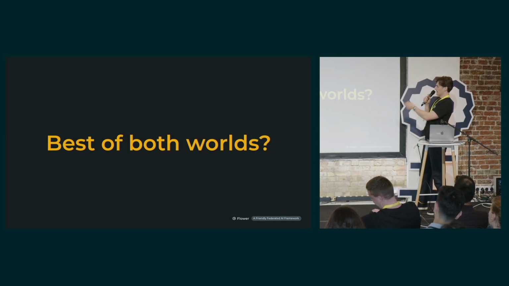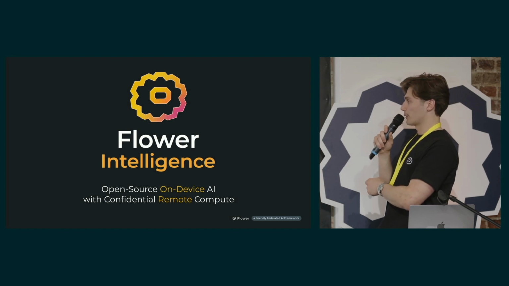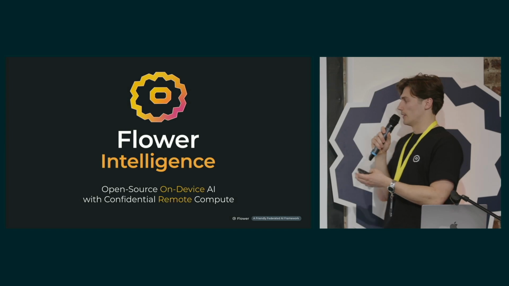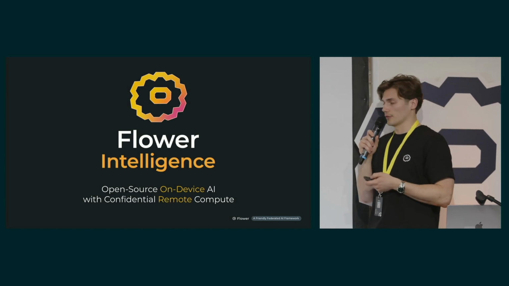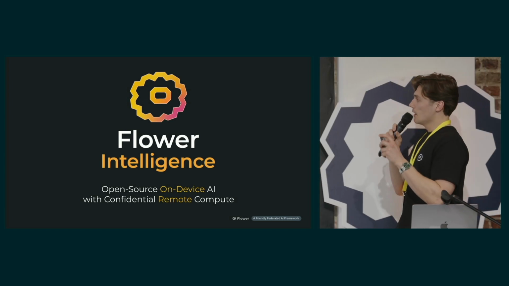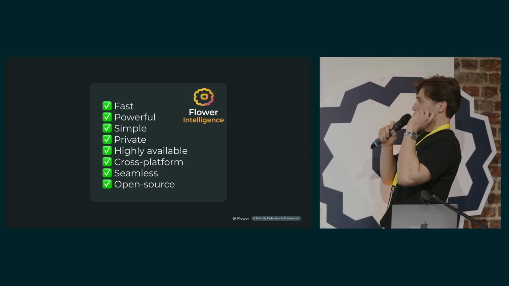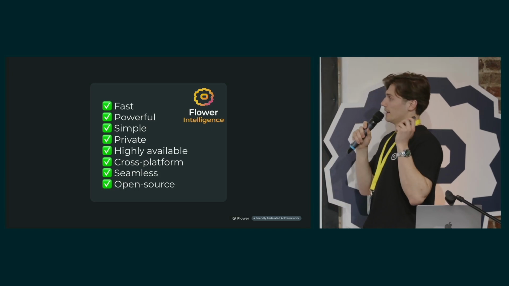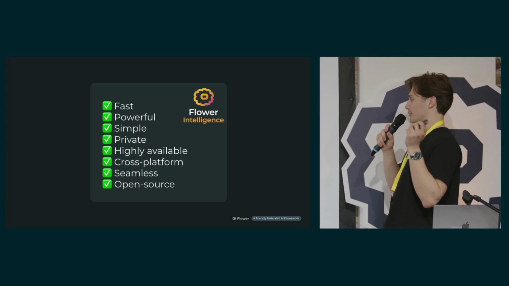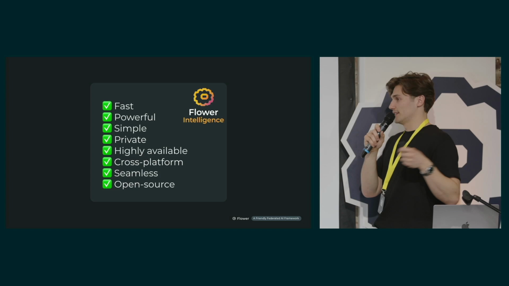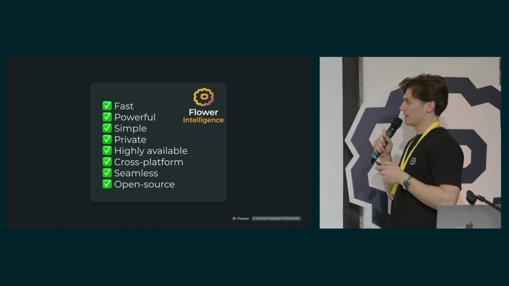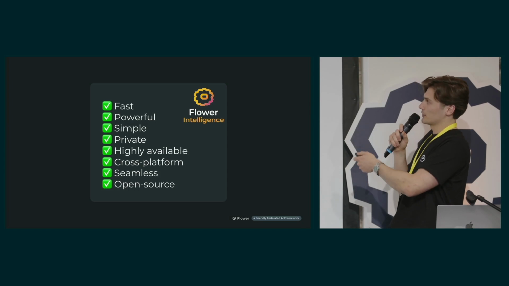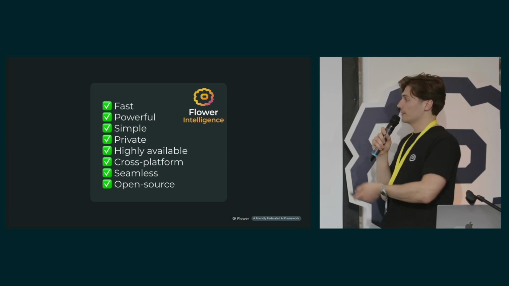And we believe that this is what Flower Intelligence can allow us to do by providing an open source on-device AI framework with confidential remote compute. So the goal is to be fast, powerful, very simple, private, highly available, cross-platform, seamlessly integrated with existing applications, and open source. And so we believe that with our intelligence, we actually check all of those boxes.